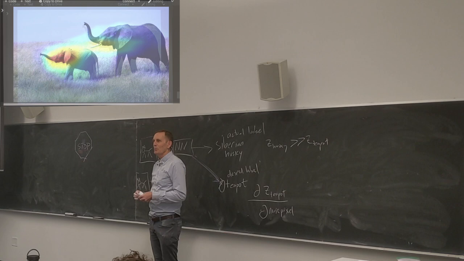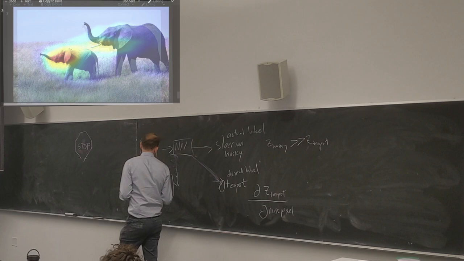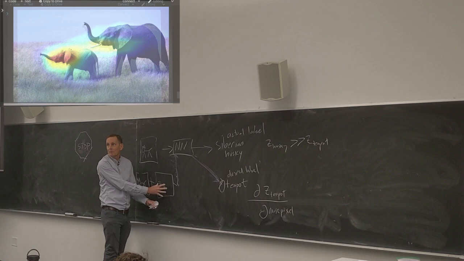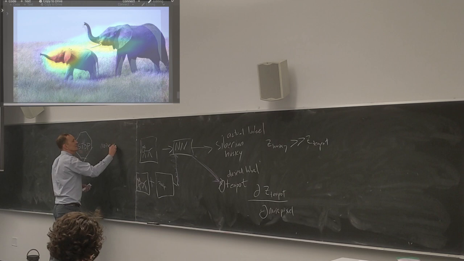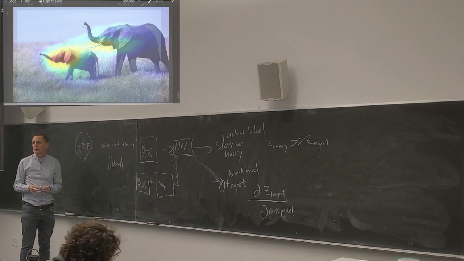So we need to make sure that as it's getting more teapot-ish, it still looks like a Siberian Husky to us. Okay. So if we call this noise, we're going to start out with no noise. It's going to be completely blank, and we're going to start adding noise. We want to make sure that the noise is not too big, that the noise is small.